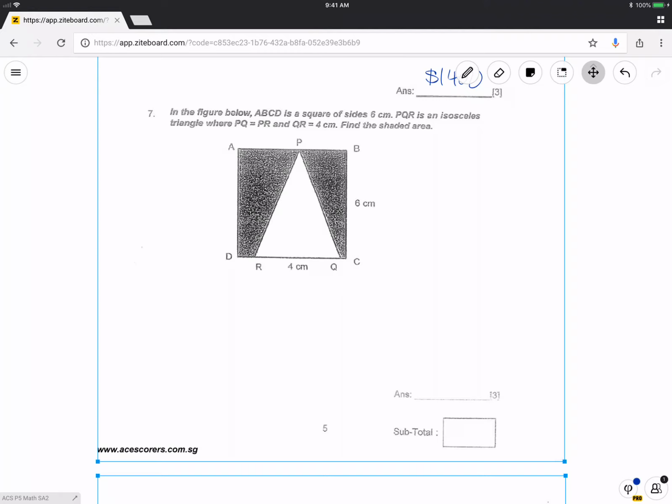ABCD is a square of side 6 cm. PQR is an isosceles triangle. PQ equals PR. Okay, so it's an isosceles triangle, because PQ equals PR and QR equals 4. So find the shaded area.